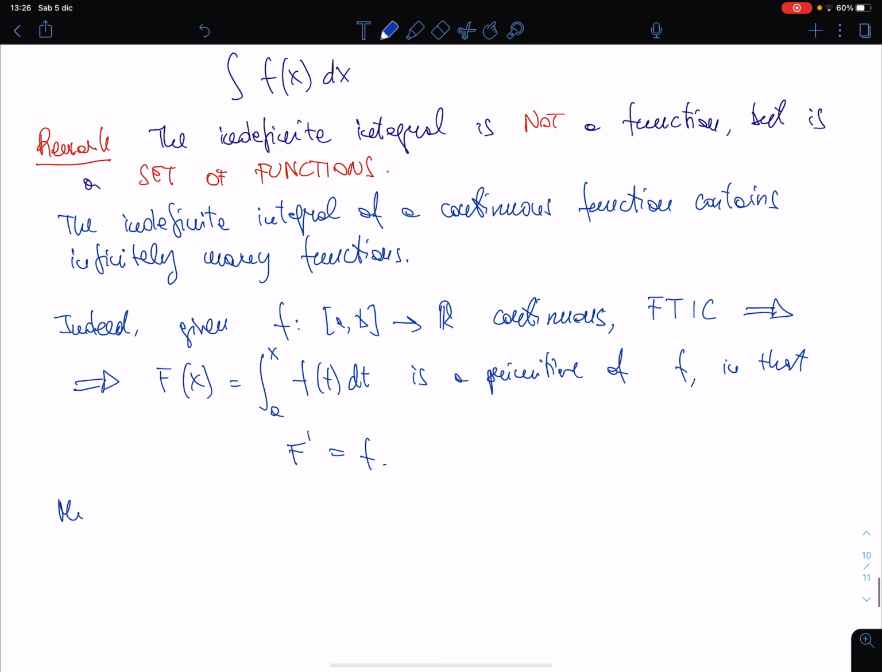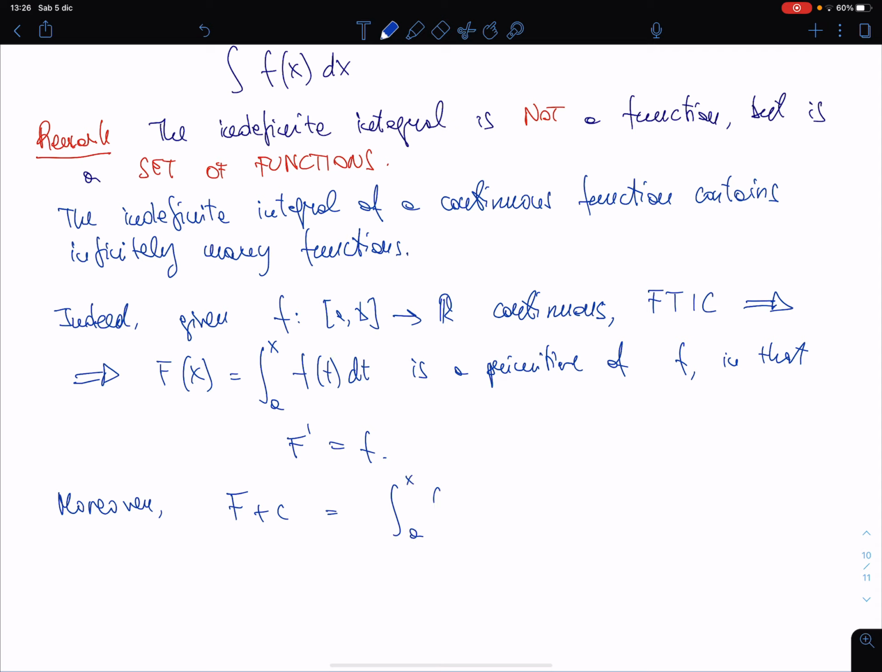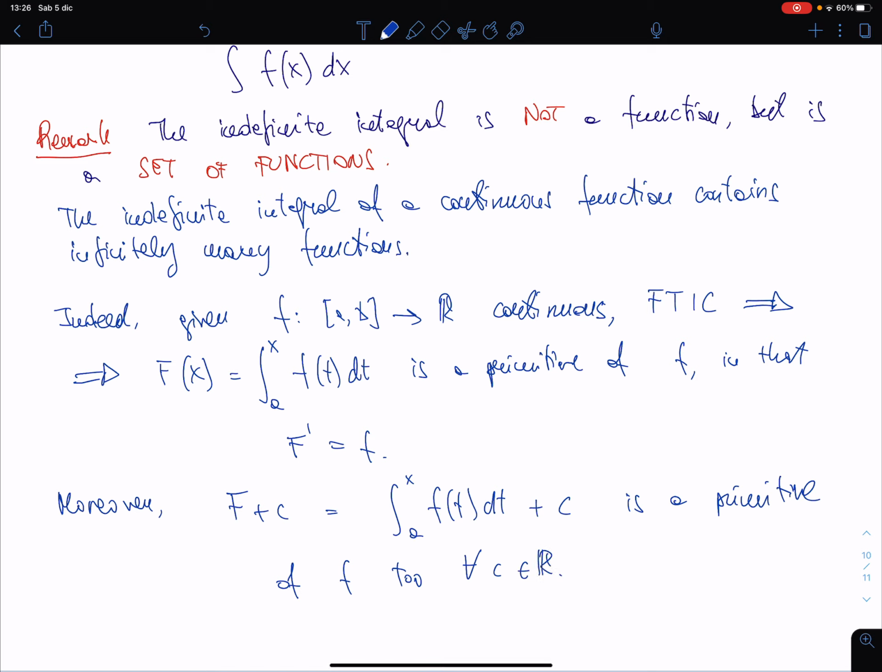Moreover, by the previous observation, F plus c, so this function here, is again a primitive of small f for every c in R. So we have infinitely many. Now, the theorem that says that the contrary is true.